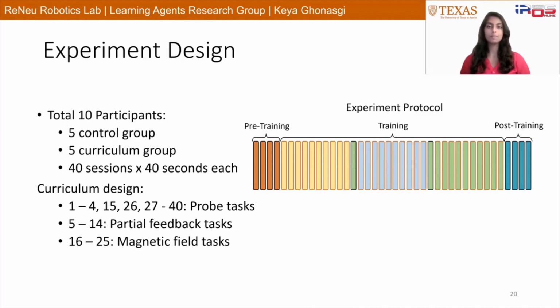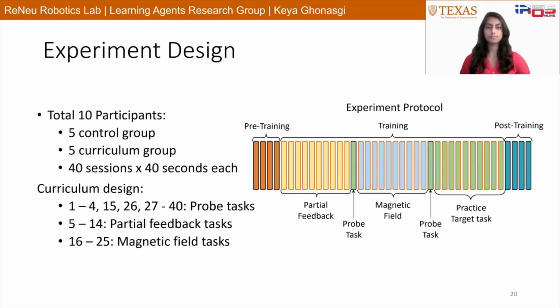skill level. The next 10 sessions are the partial feedback source task, where the magnetic field is turned off, followed by a probe session similar to the target task. The next 10 sessions are the magnetic field source task, again followed by a probe task. The final 10 training sessions are the target task, followed by 4 post-training probe tasks.